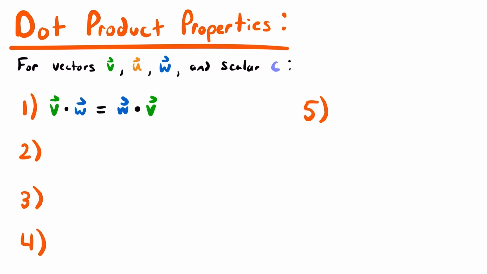They are going to be equal. And sometimes this is called the commutative property of the dot product. The order in which you perform it does not matter. V times w or w times v, it's the same either way.